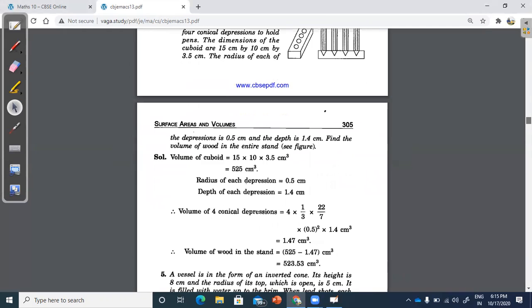So what will happen? We are going to use the formula length into breadth into height. So volume of the cuboid, we are using LBH. When I calculate LBH, the total is 525. Okay. From that, what is happening?